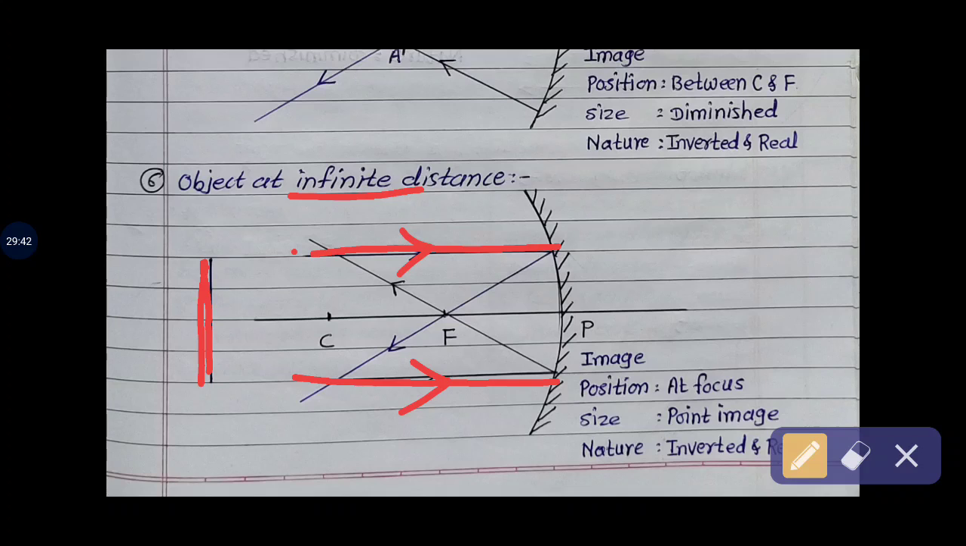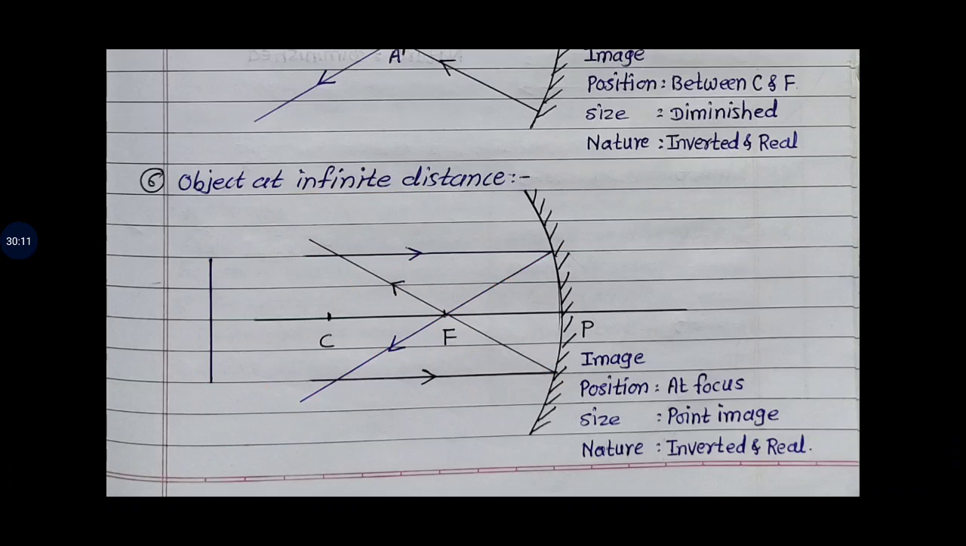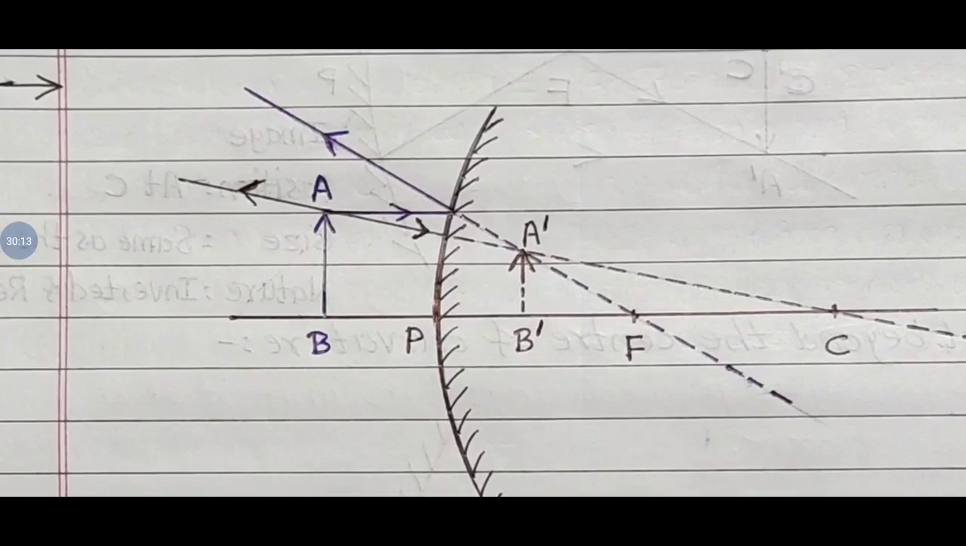Both the rays are parallel, so reflection takes place through principal focus. This is the first one. And second incident ray is parallel to the principal axis, so reflection takes place through what? Principal focus. So image is formed at focus. So intersection is a single point, so size of the image is point size, and really intersection of the reflected rays occurs. That's why nature of the image is real and inverted. All getting? And last one already explained.